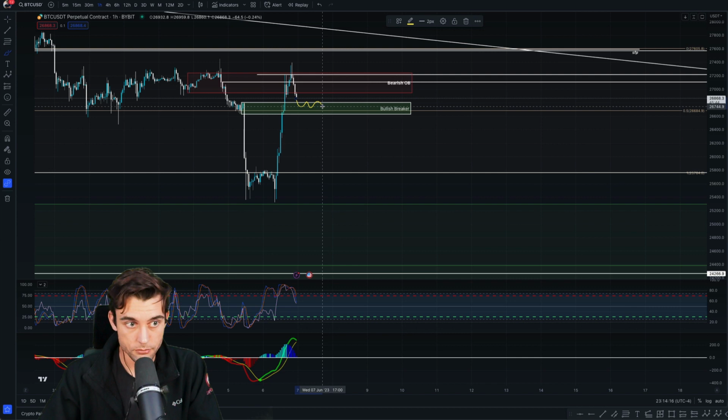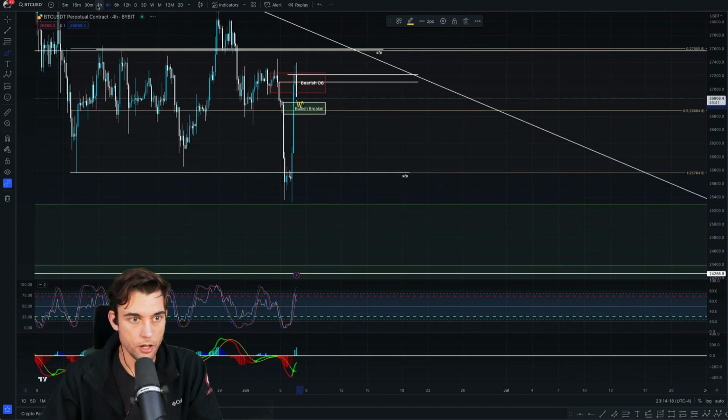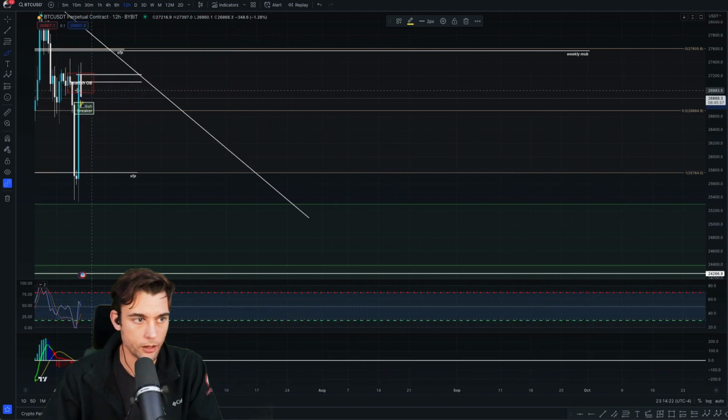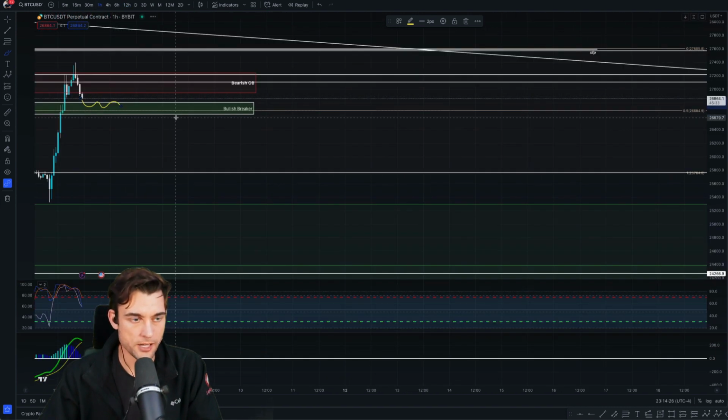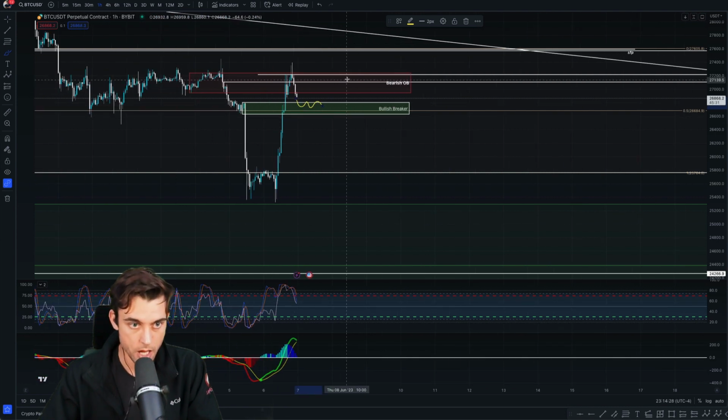However, this is the bearish order block on the 12 hour chart. So 12 hours is more significant than the hourly chart. So I would expect something like this. So we have 45 minutes left of this hour, but if this hour closes underneath here, that's going to be the market structure break.